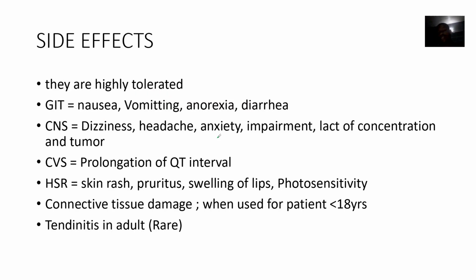You understand? Side effects of this drug can be classified via the various systems. GIT: nausea, vomiting, and anorexia. CNS: dizziness, headache, anxiety, impairment, lack of concentration, and tremor. Okay, I think this is tremor, right? All right, this should be tremor. CVS: prolonged QT interval. You have hypersensitivity reactions like skin rash, pruritus, swelling of the lips, photosensitivity. Connective tissue damage, mostly seen in patients less than 18 years. Tendinitis can also be seen in adults.